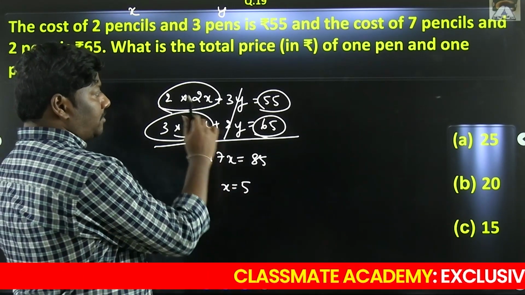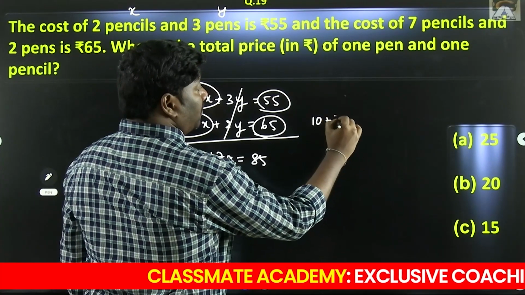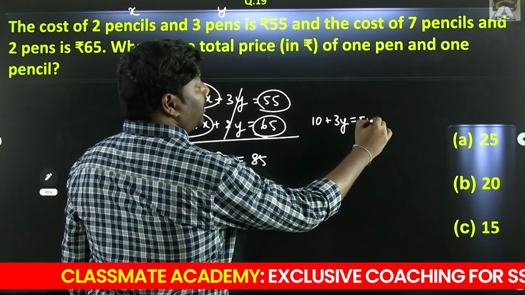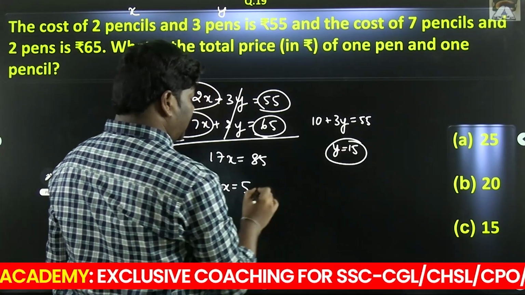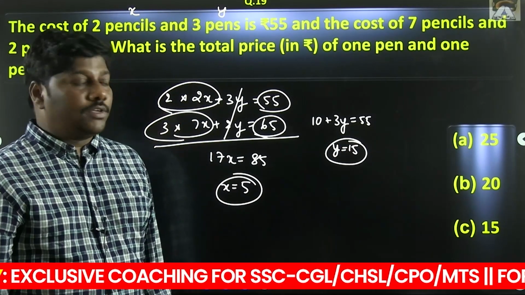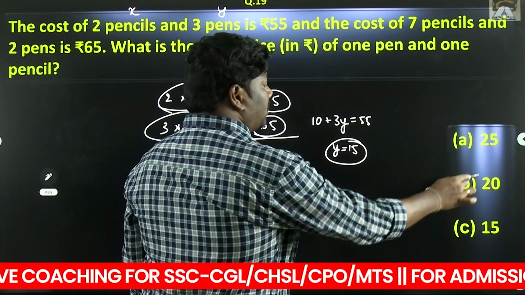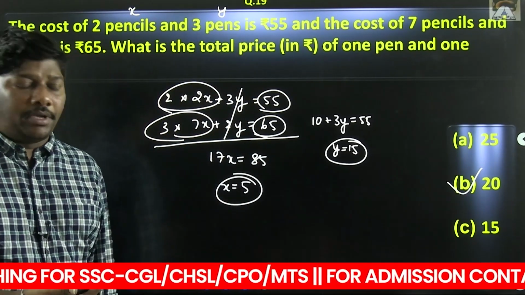You find out y. So 10 plus 3y equals 55, means 3y equals 45, y equals what? 15. So what is x plus y? x plus y equals 20. It's a simple solution, a simple algebraic way of doing it.